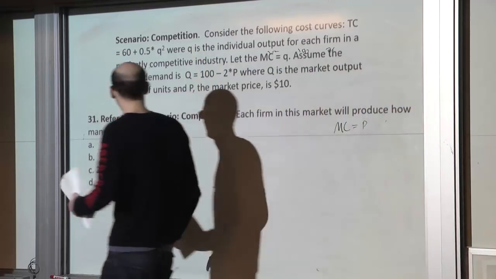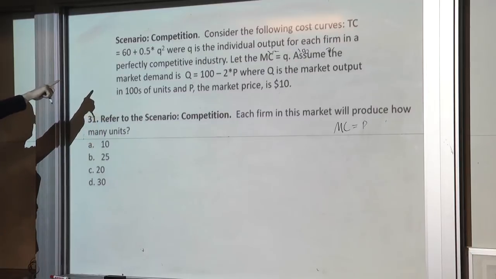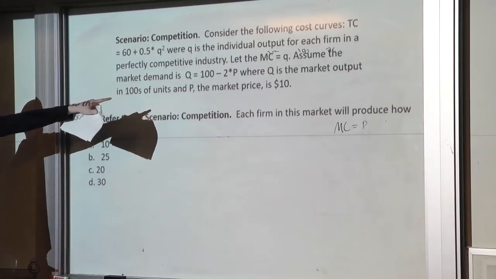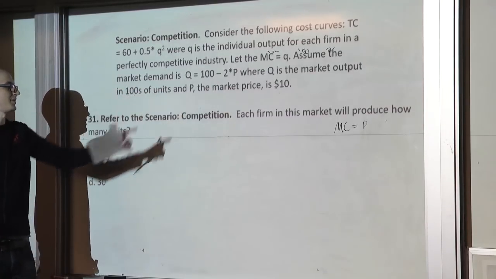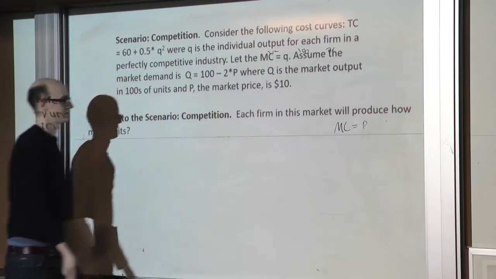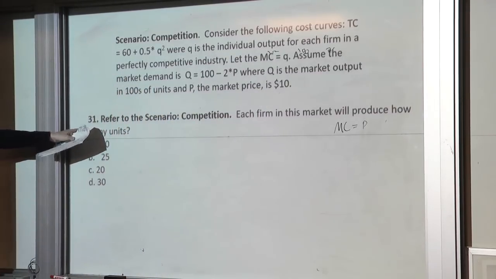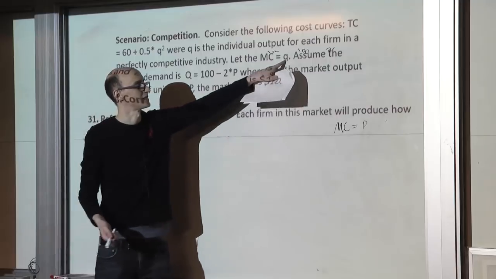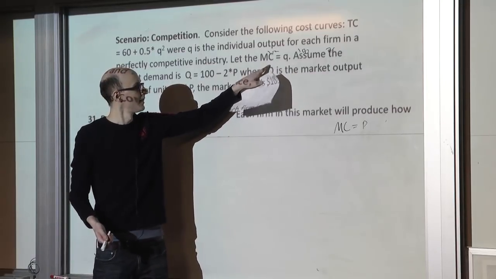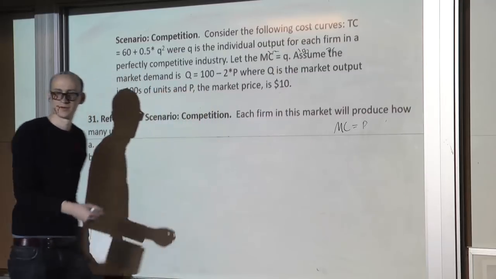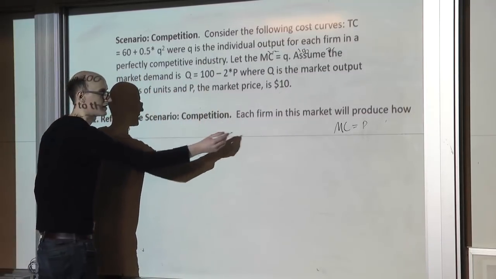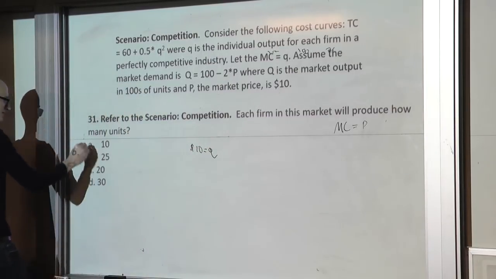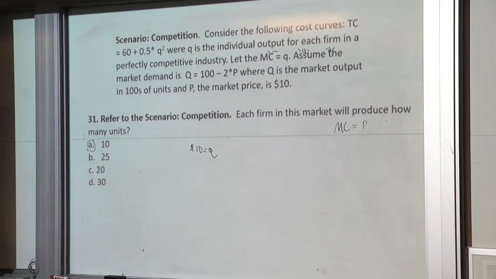And so we have the total cost equals 60 plus 0.5 times Q squared. We have marginal cost equals Q. We have the market demand of Q equals 100 minus 2P. We also have that the market price is $10. So to know how much each firm will produce, all we have to do is what? We know marginal cost equals Q. We know the price. We plug the price into the marginal cost function to find Q. So marginal cost equals price, $10 equals Q. So Q must equal 10. Okay, that's an easy question.